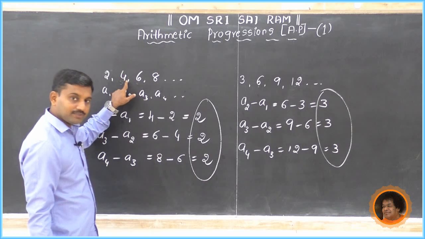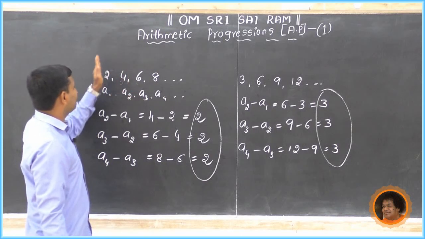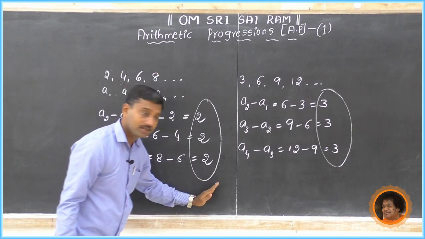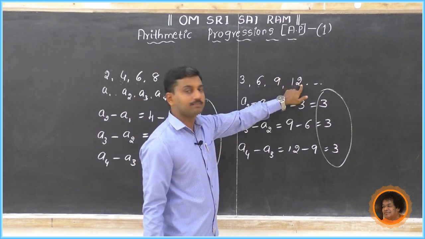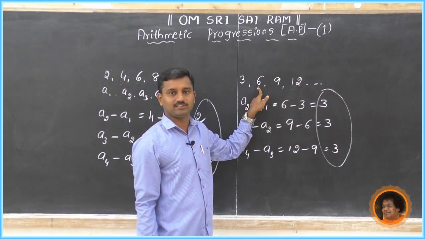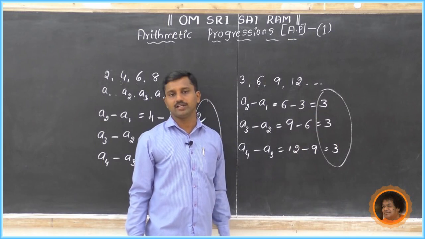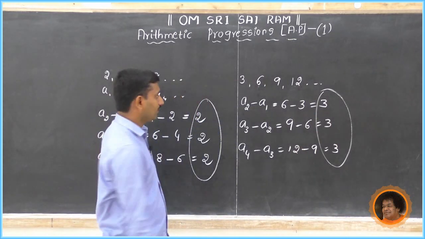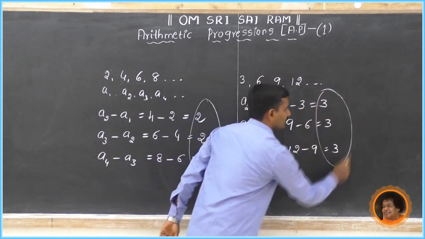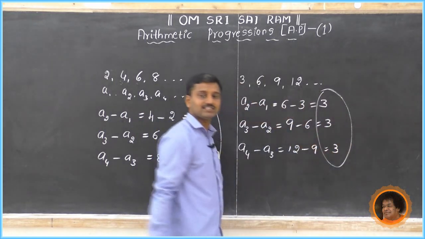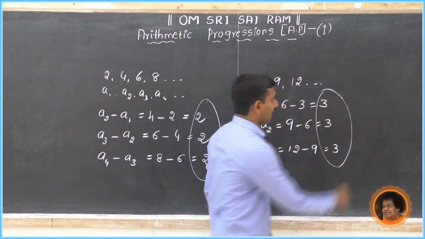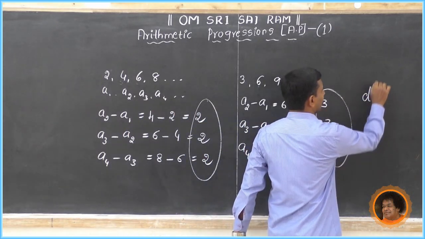If the difference between a term and its preceding term is a constant, then it is an arithmetic progression, or each term is obtained by adding a fixed number to the preceding term, except the first term. So that is known as arithmetic progression. And one more thing: the difference between a term and its preceding term is a constant, and this difference is known as the common difference, denoted by the small letter d.